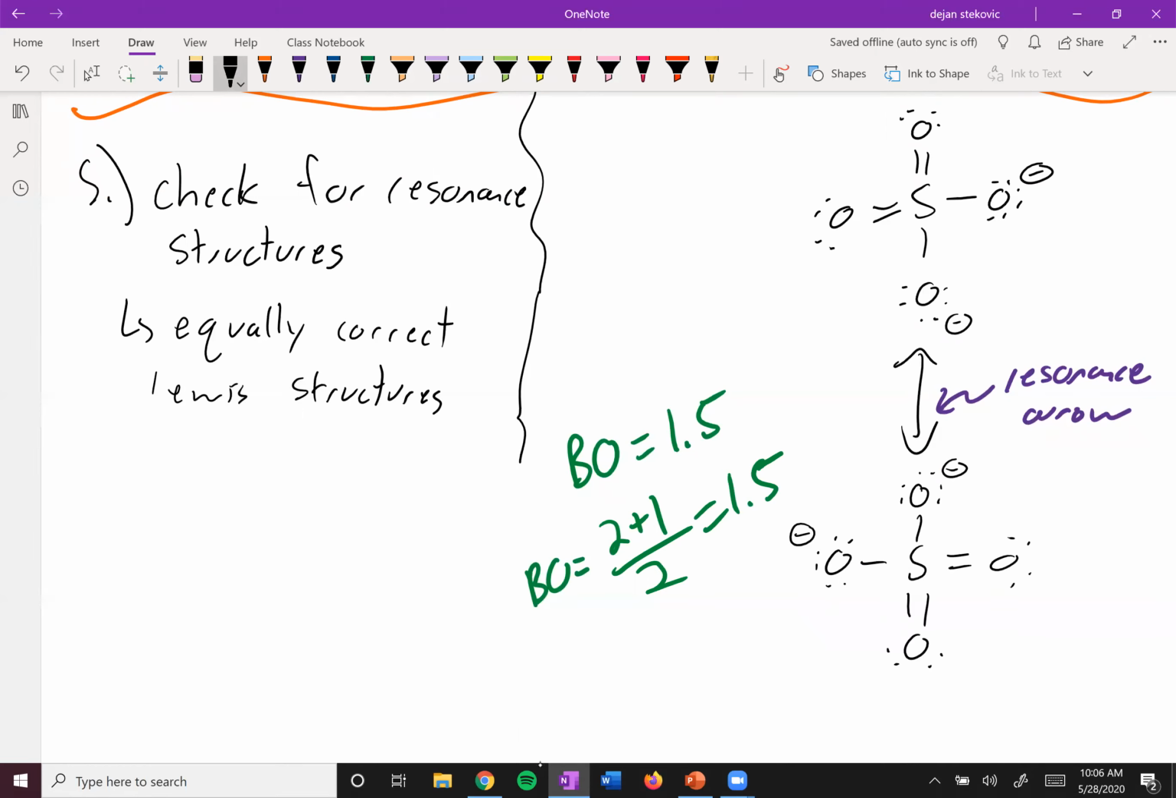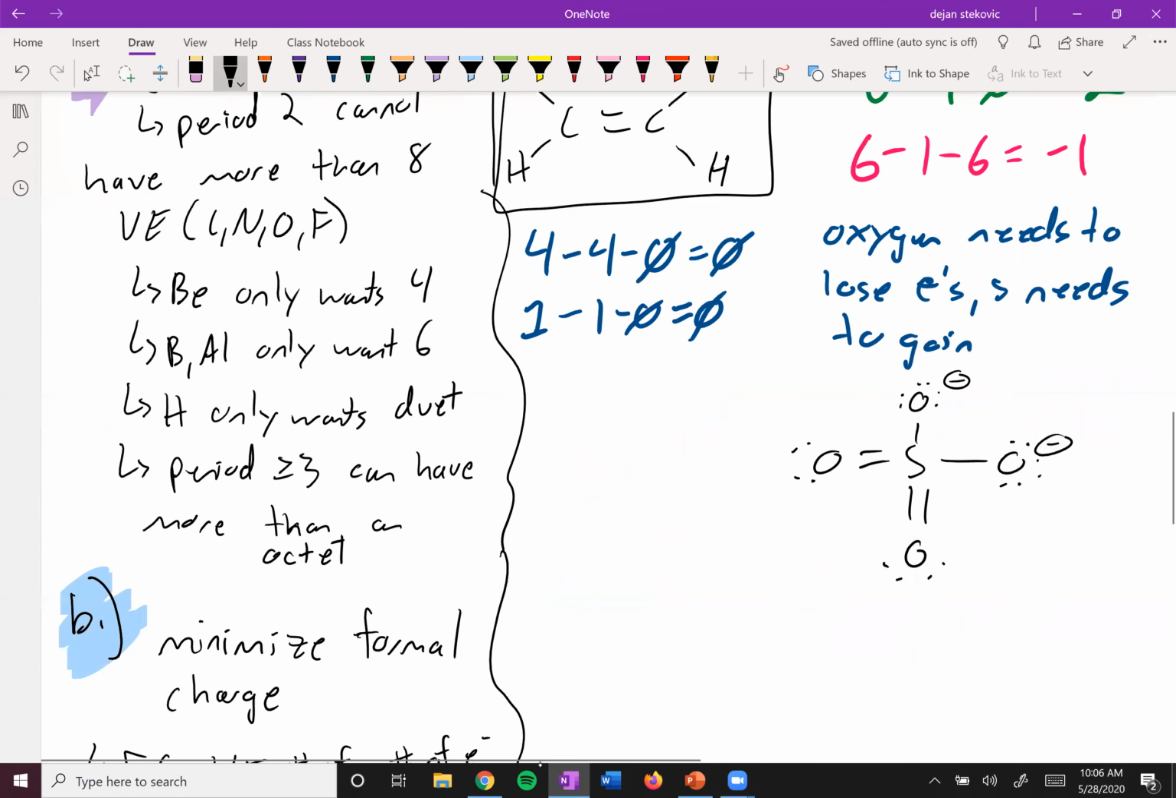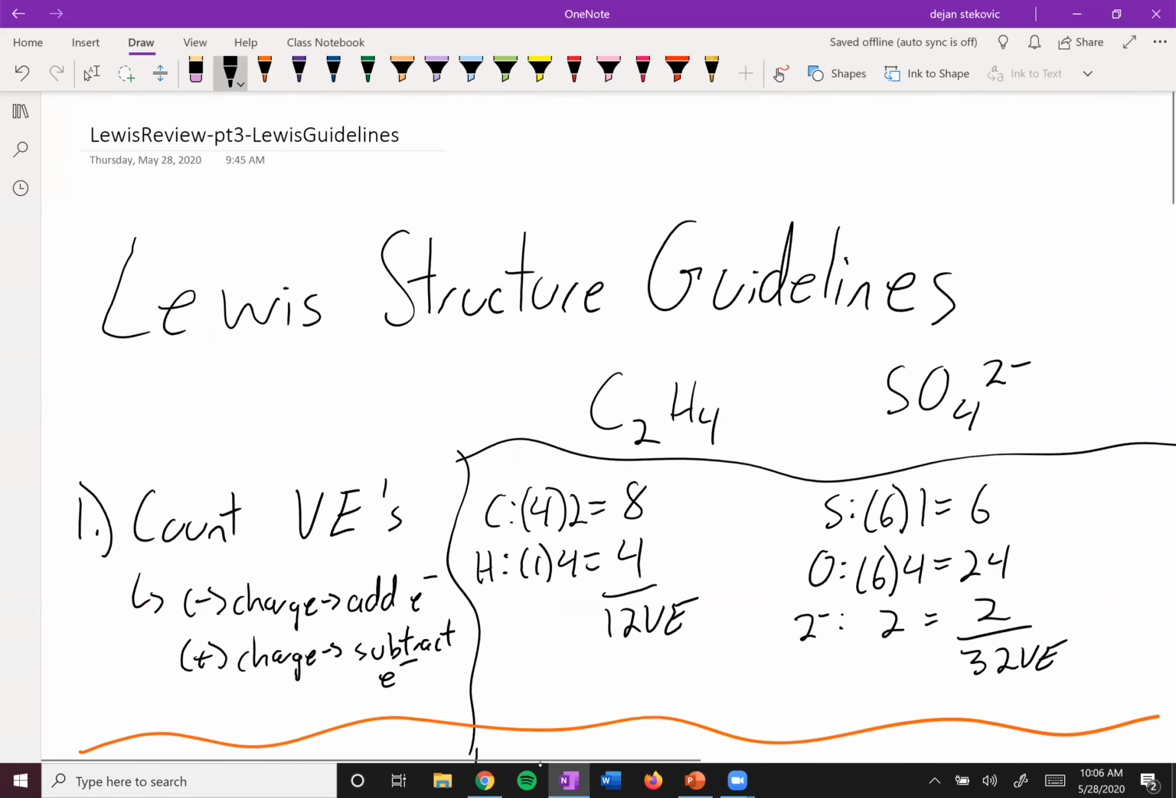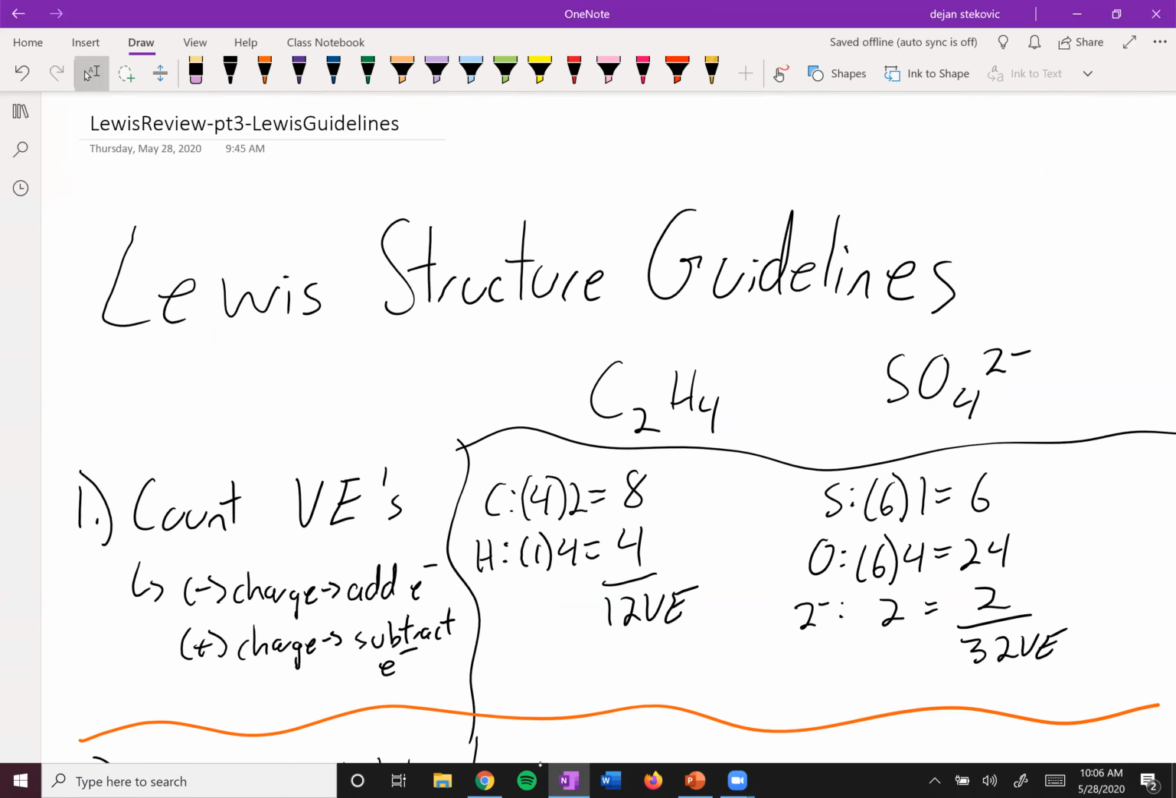So get familiar with drawing Lewis structures. It is quite a few steps, but it's kind of a fun little puzzle type of thing. And once you get good at it, you get very, very fast at it. But it does take practice, practice, practice.